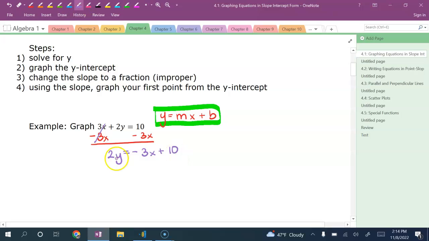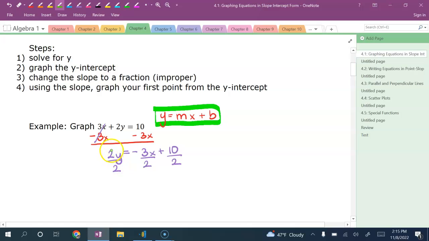Then what we're going to do is get y by itself. And to do that, we're going to divide by 2, because right now this is 2 times y. Now when you divide by 2, you will need to divide everything over here by 2. So the negative 3x needs to be divided by 2, and the 10.